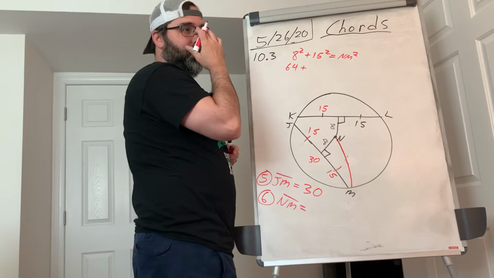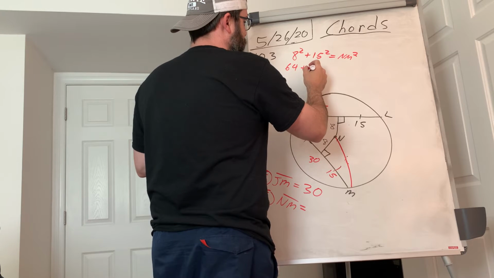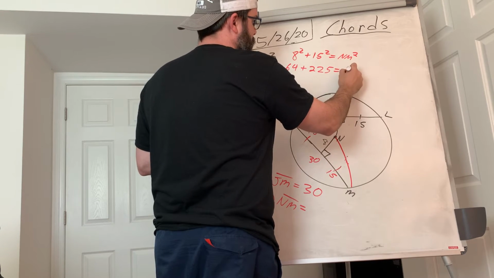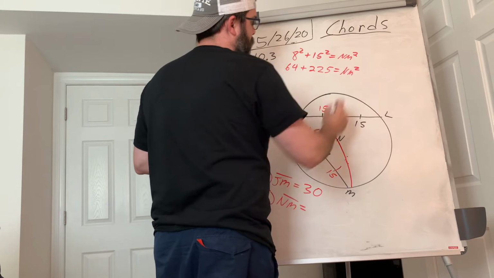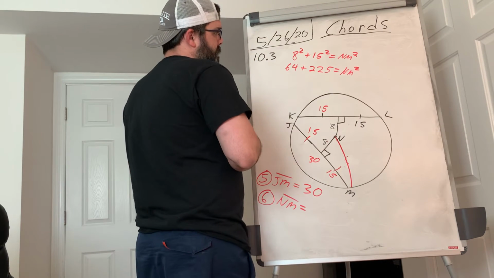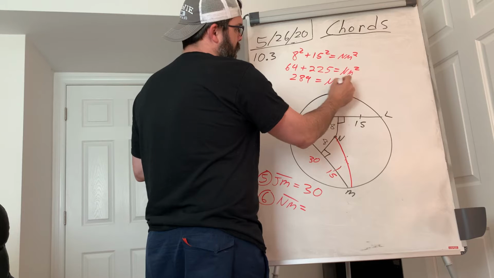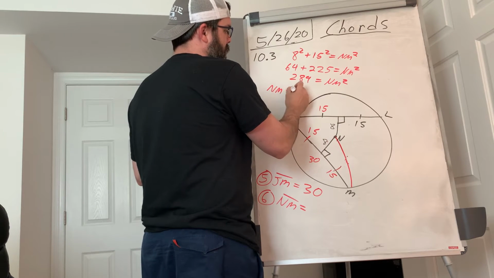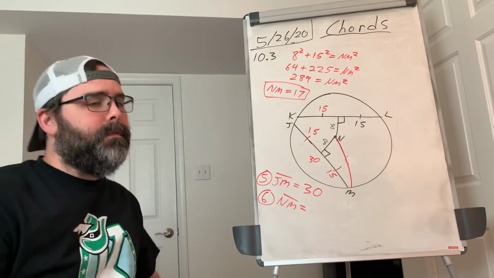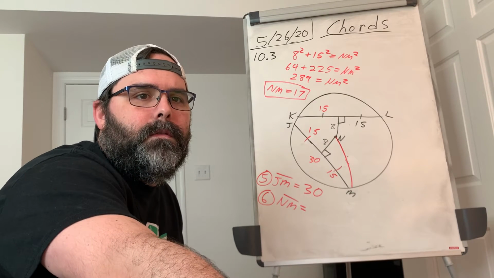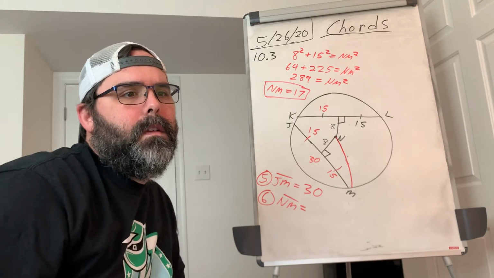64 plus, what's 15 squared? 225? Can someone double check my math? Alexa, what's 15 squared? 15 squared is 225. 225 plus 64 is 289. Alexa, what's the square root of 289? The square root of 289 is 17. Okay, so that length is 17. Okay, no questions? Moving on.